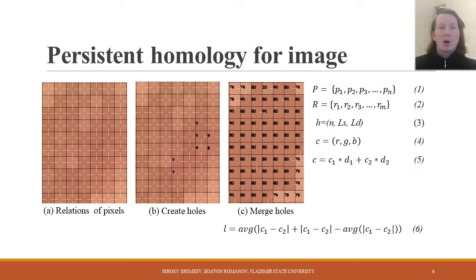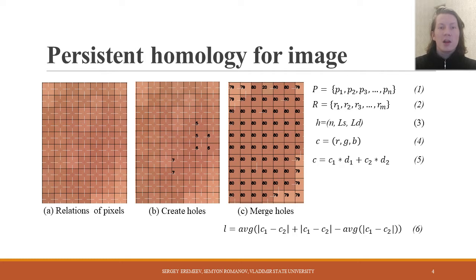Now a little about the segmentation algorithm. First, the entire image is divided into pixels, equation 1. And then relations are established between neighbor pixels, equation 2. The length of the links is calculated by equation 6. The result is shown in figure A.